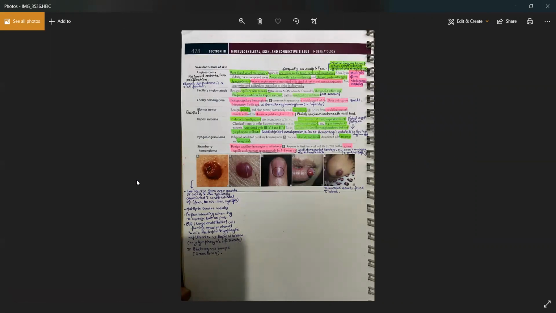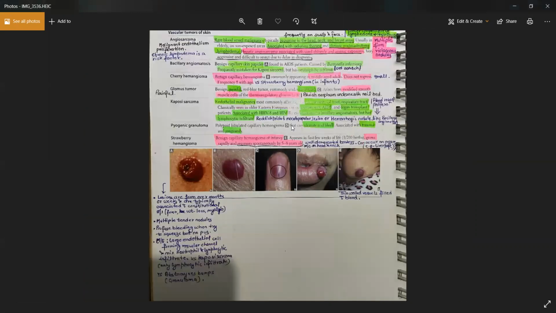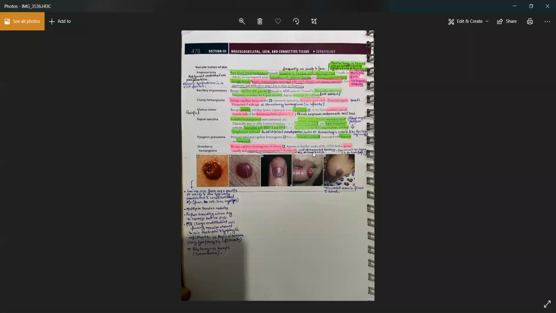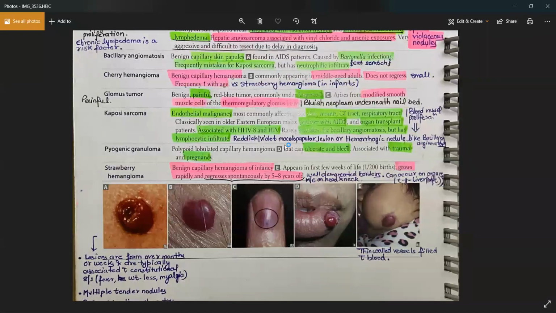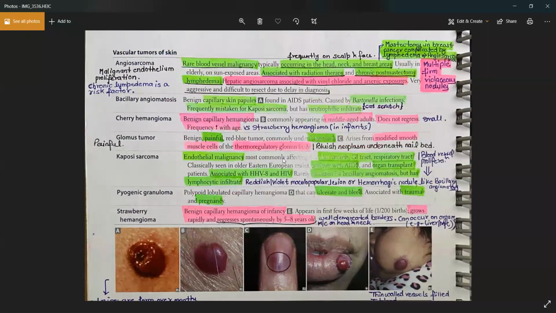Then comes the vascular tumors of the skin, and first is the angiosarcoma. If you guys remember from the immunology lectures, we have discussed that lymphedema can cause angiosarcoma. Remember? From the immunology, we've discussed that if the patient is having any kind of lymphedema, then as a complication of the lymphedema, the patient can get angiosarcoma, which is a blood vessel malignancy, of course.